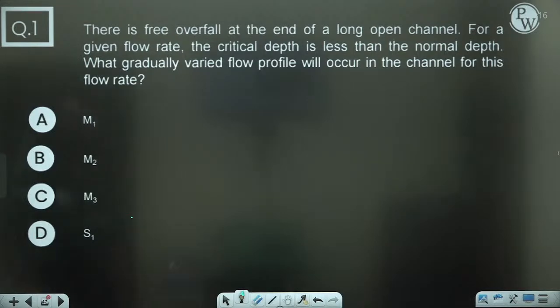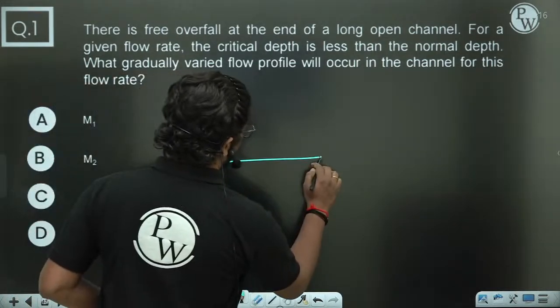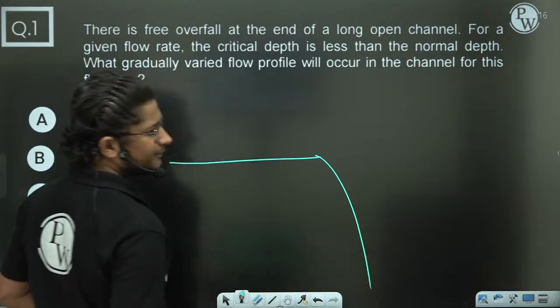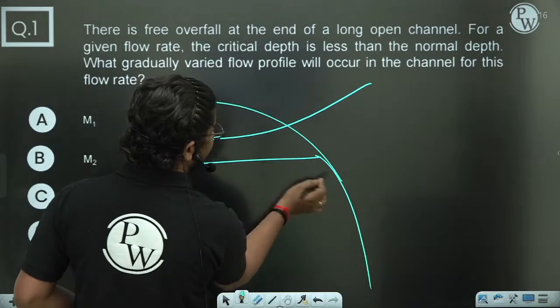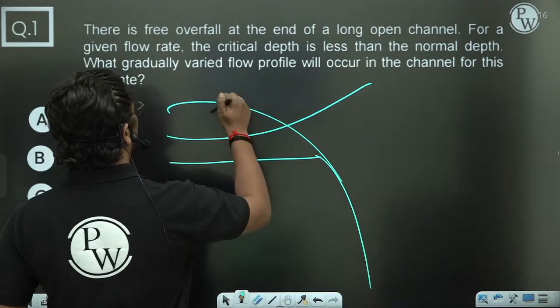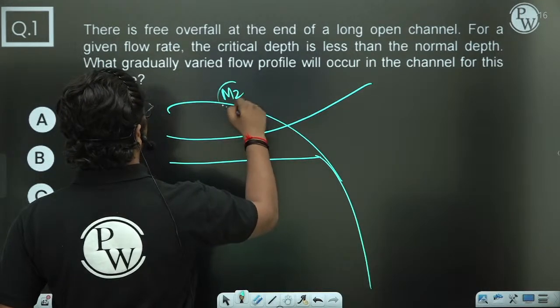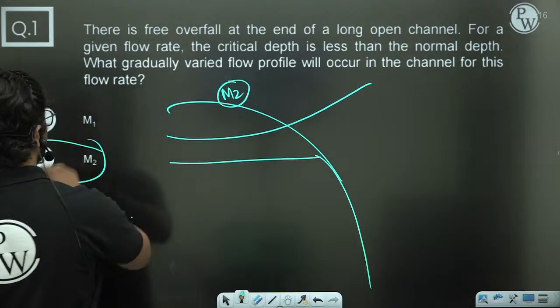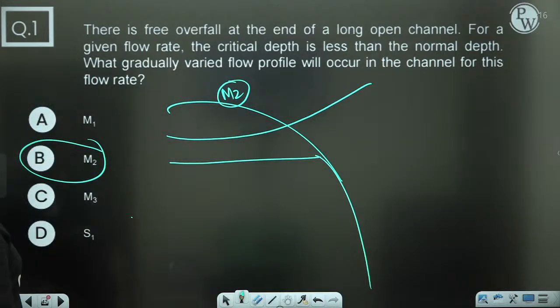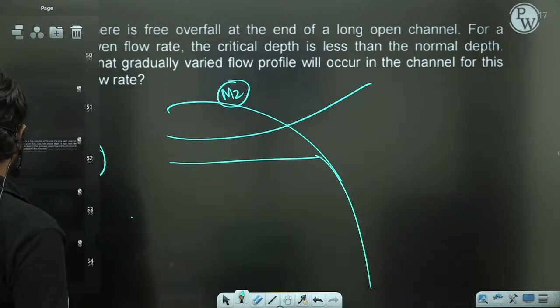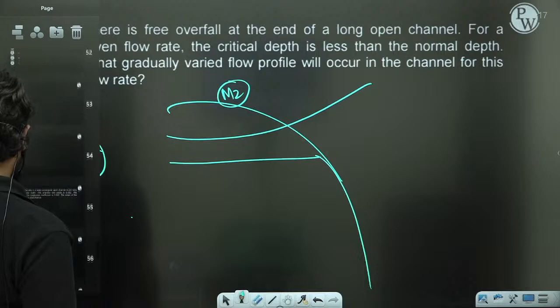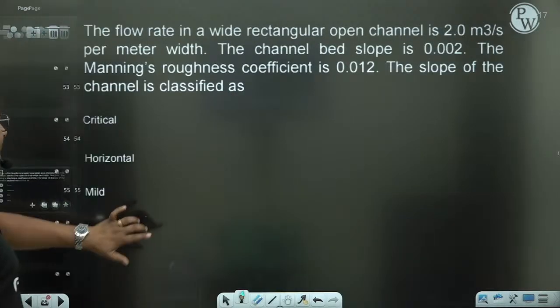There is a free fall at the end of a long open channel. So, dear, there is a channel, and after that we have a free fall. Do you really think the water level is going to rise? No, it will be a falling water surface profile. In a mild slope, the only falling water surface profile is M2. So option B will be the correct option. Basic questions like this will be there for all of you. Okay, so give me one more problem. Try this one.